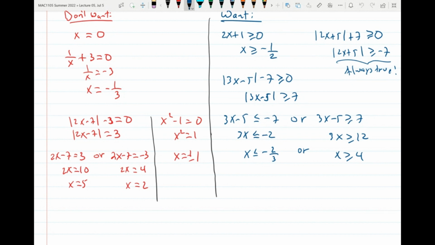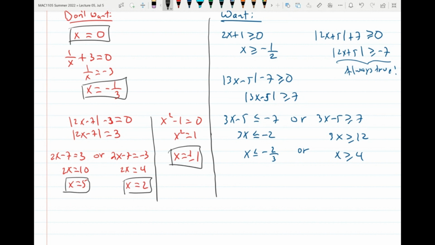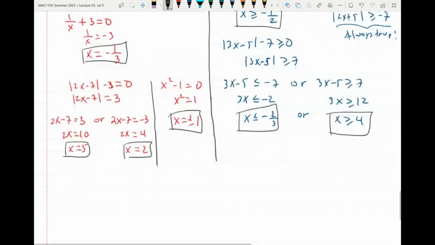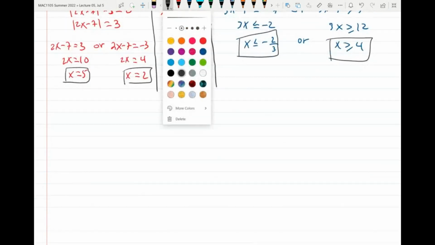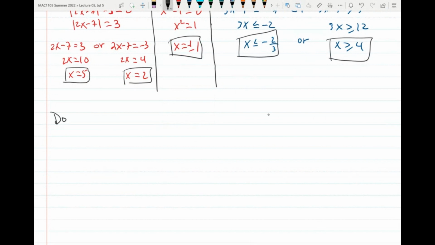Okay, so let me box the things that we want, highlight the stuff that we need to consider. So this, and then we also need to consider this, and this. Okay, so let's put all of this information on the same picture. So let's graph the domain.